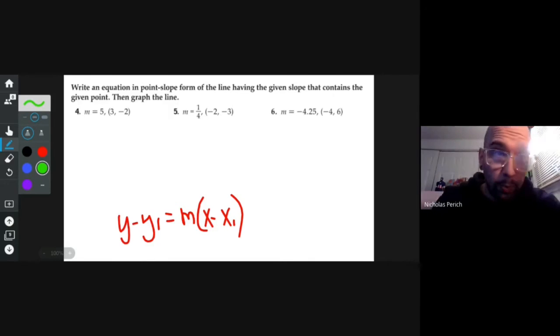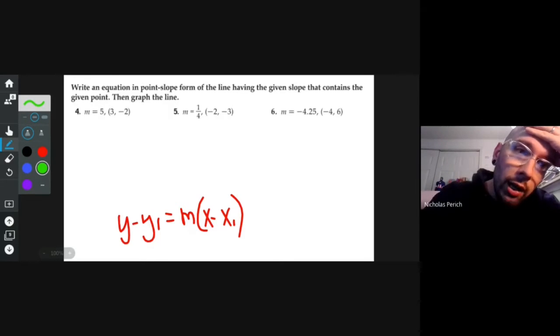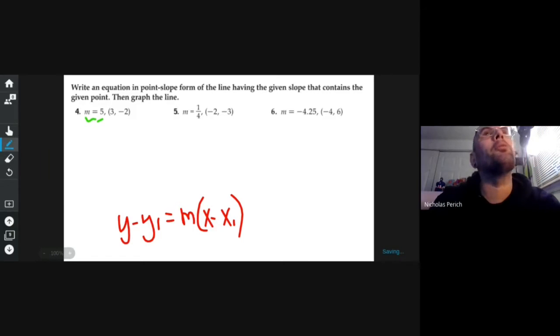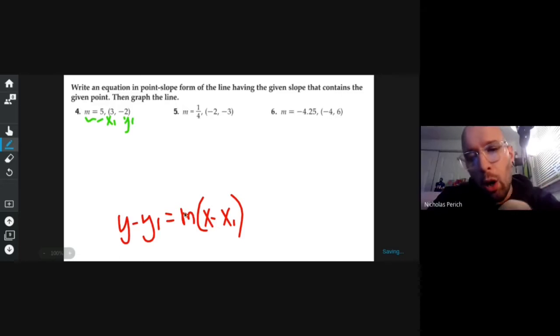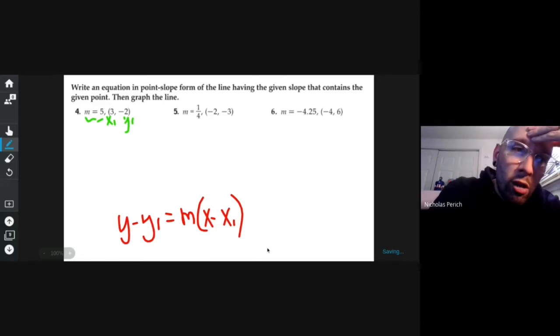So what I do is I say, oh, good, it gave me m equals 5. So that must be my slope. What's this? Well, that's x sub 1, and that's going to be y sub 1. Allow me now to write out the point slope formula.